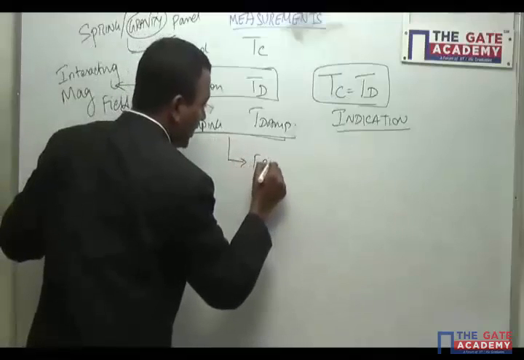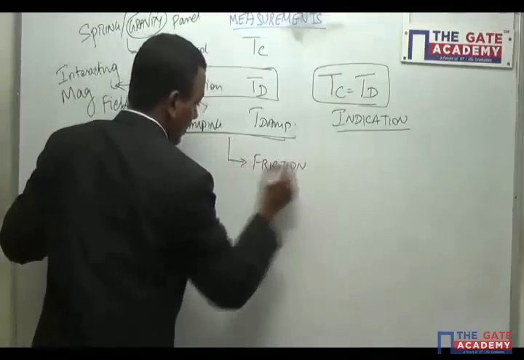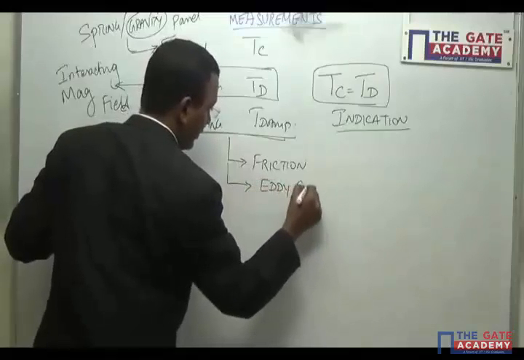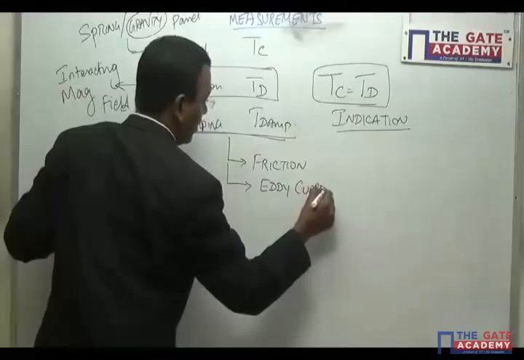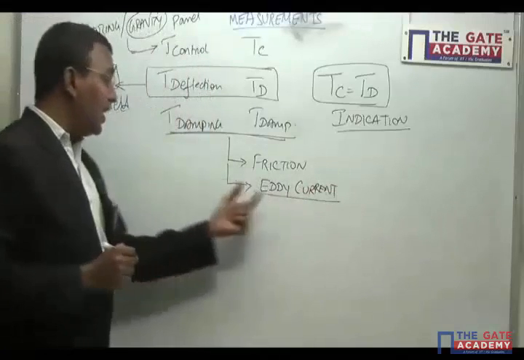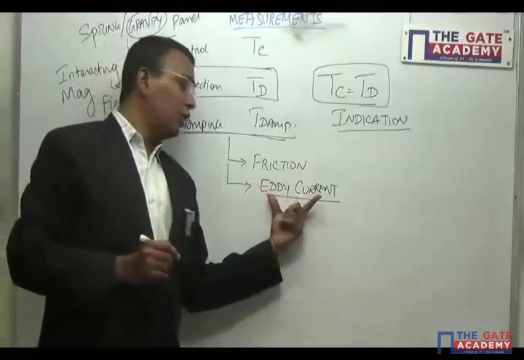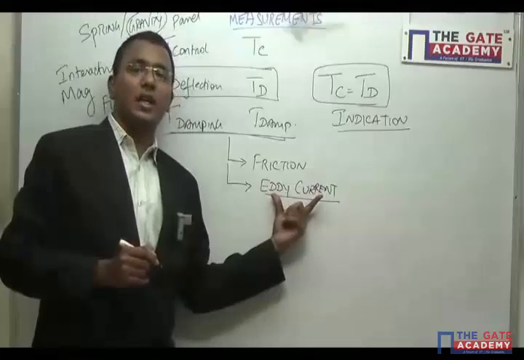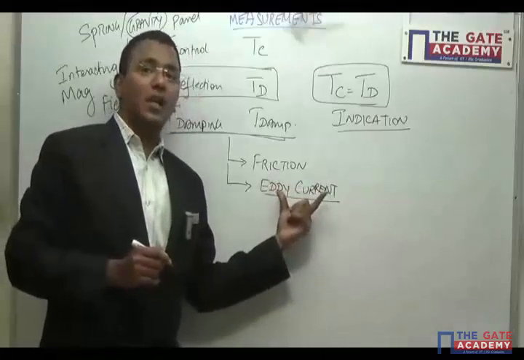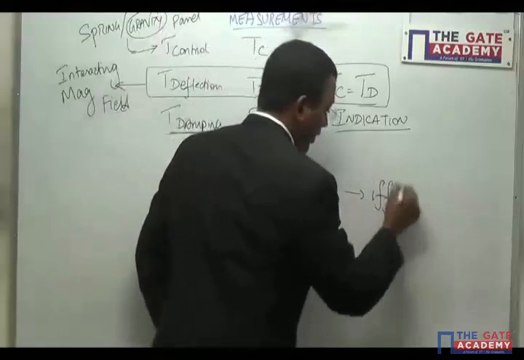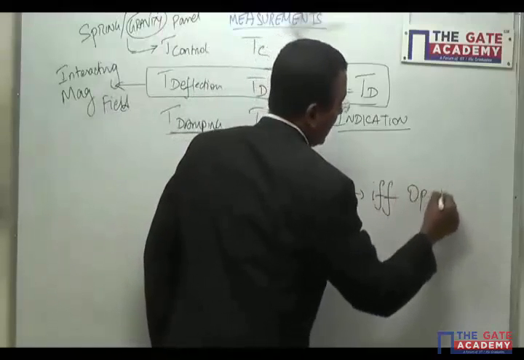And damping torque, there are different ways of producing it. One is friction, the other one is called eddy current damping. See, here we discuss a lot of basic things. Eddy current damping, remember, is going to create some extra magnetic field, some stray magnetic field. So eddy current damping can be used if and only if the operating magnetic field is strong.